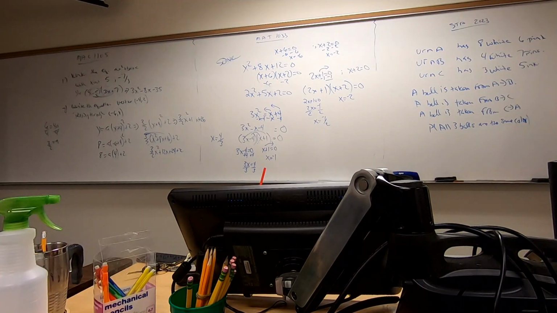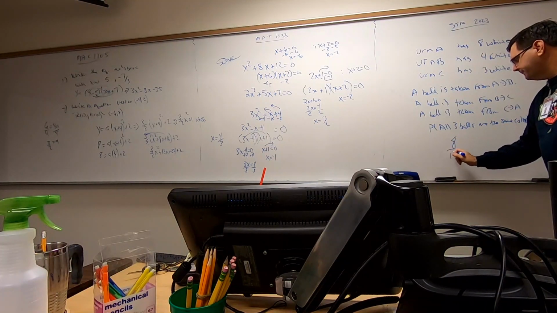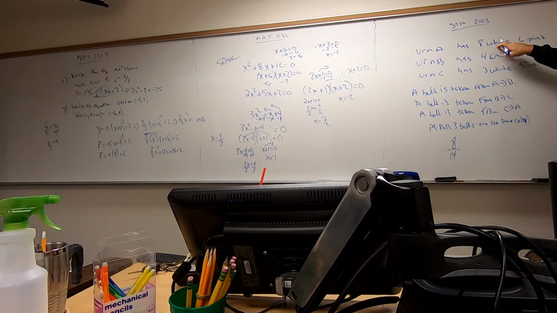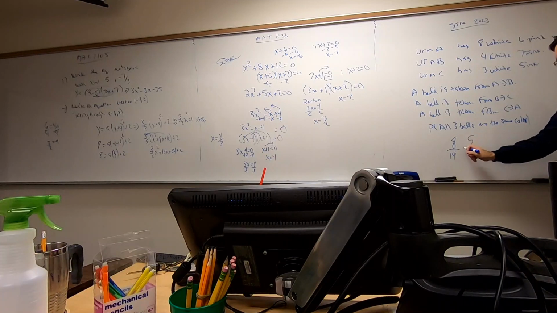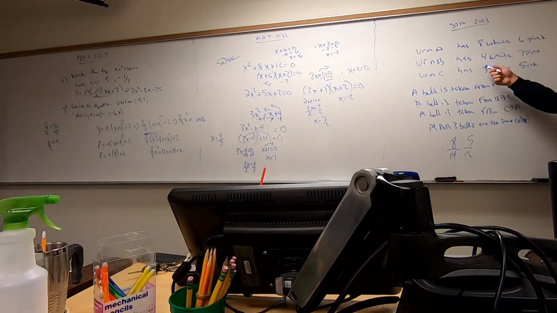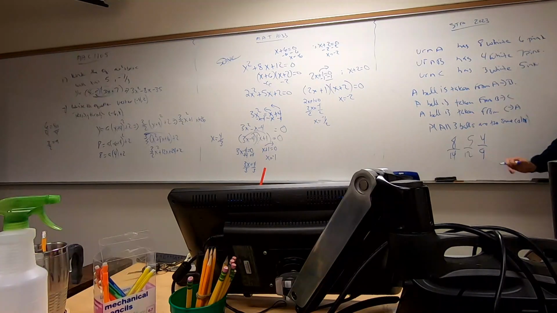All right. So a ball is taken from A and put into B. The question is, what's the probability they're all the same color? So probability it's white. That would be 8 out of 14. Now, a white one goes from here into here. So the probability we take one out of here that's white, 5 out of 12. A white one goes from here to here, probability comes out 4 out of 9. That's the probability that all three are white.